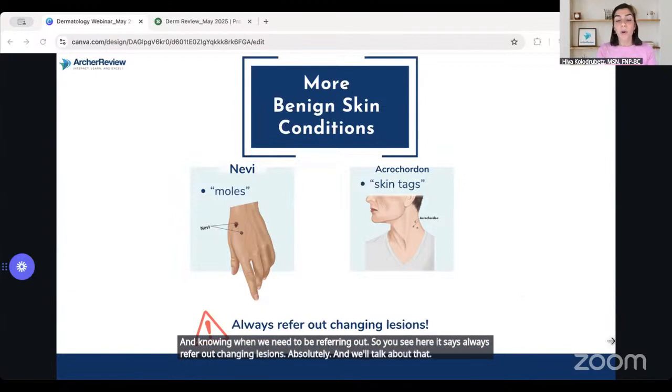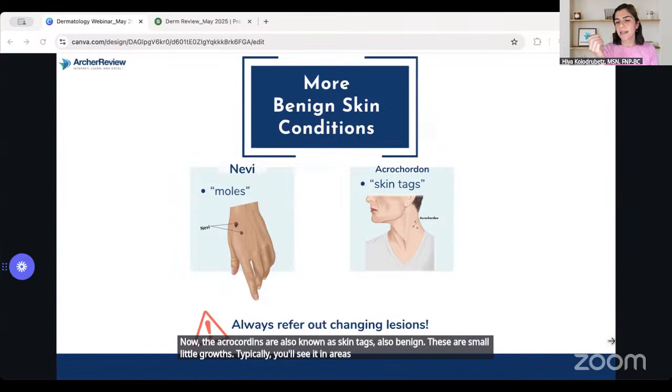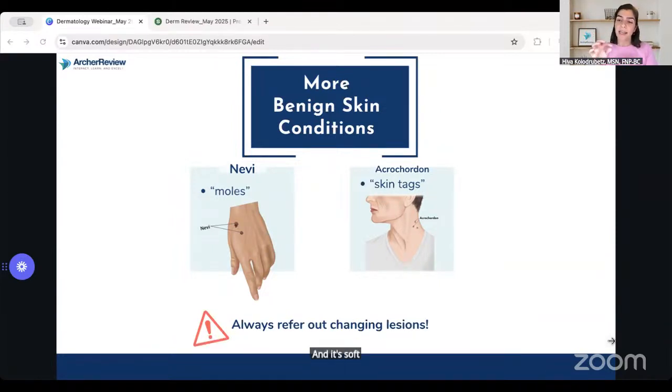Now, the acrochordons, also known as skin tags, also benign. These are small little growths. Typically, you'll see it in areas where the skin rubs against itself or clothing. And it's soft and flesh colored. It does protrude.